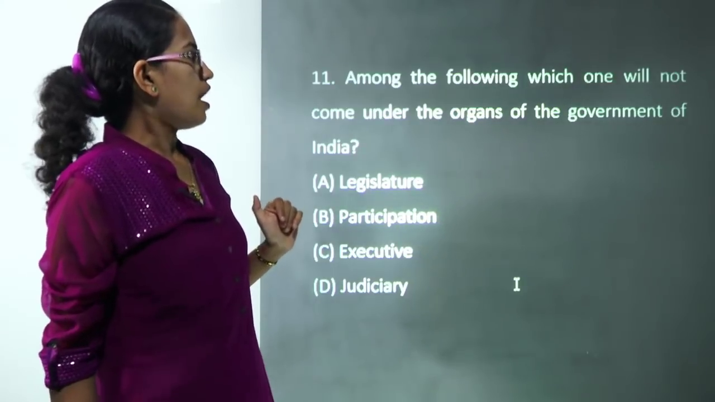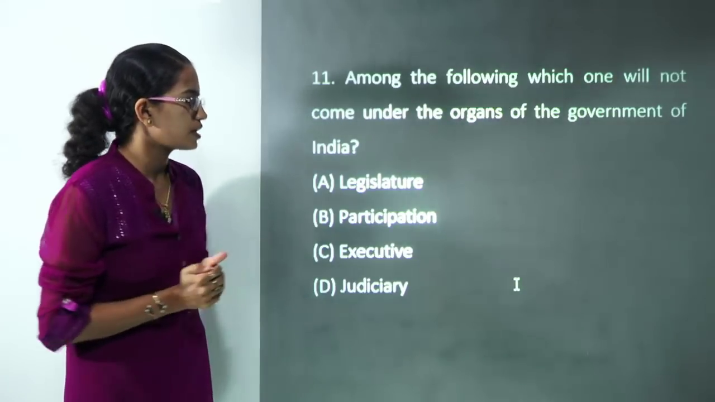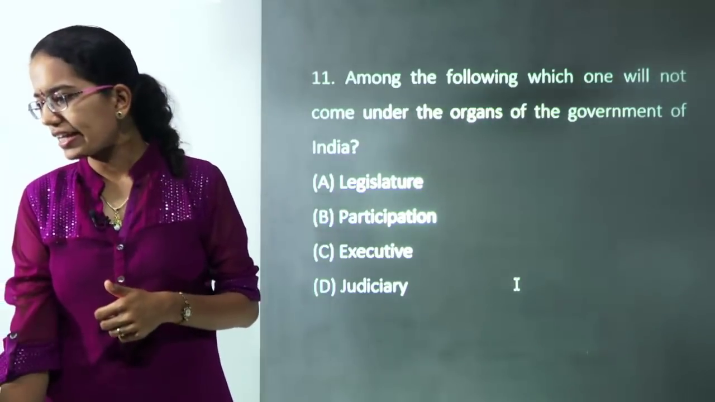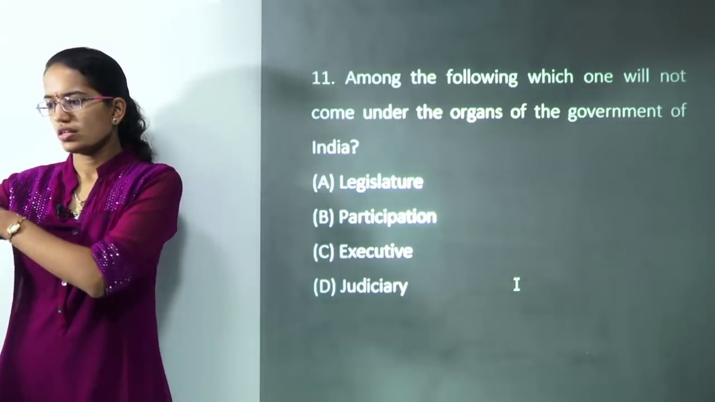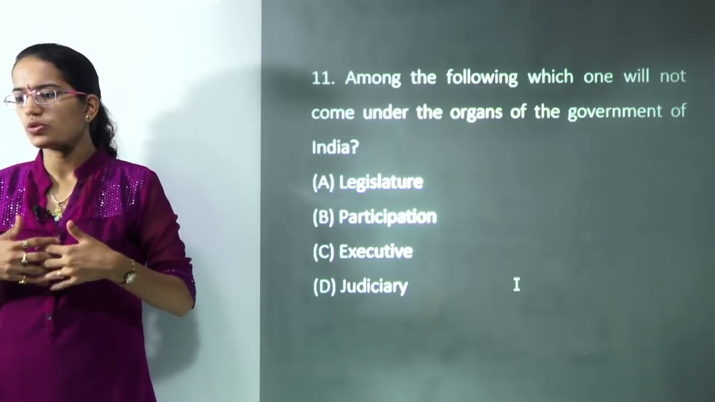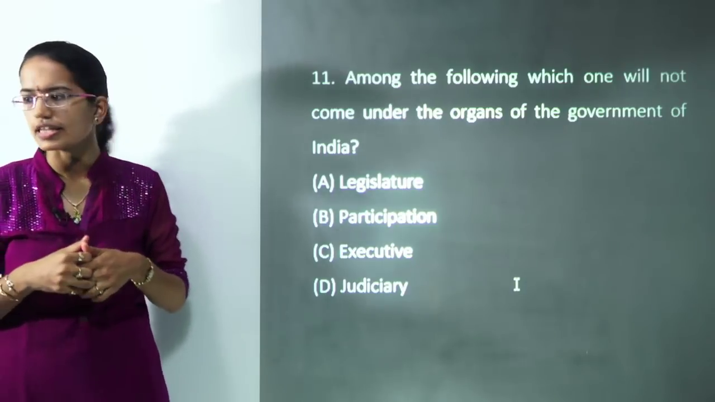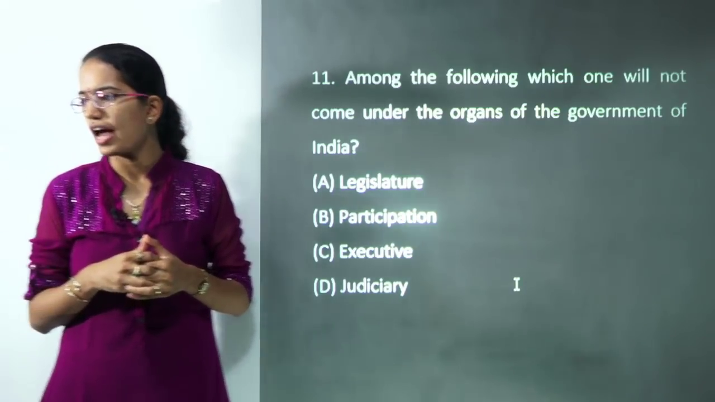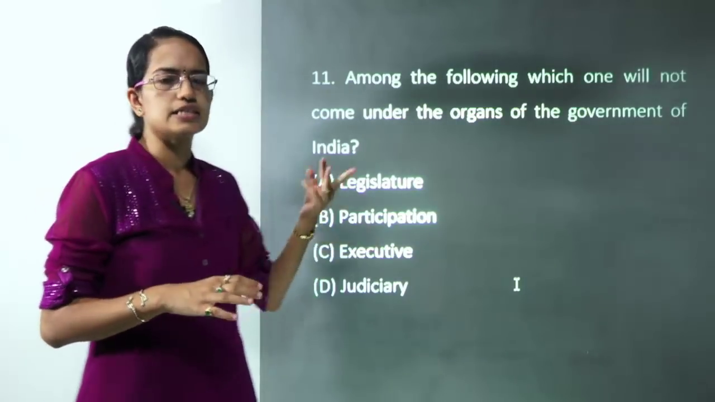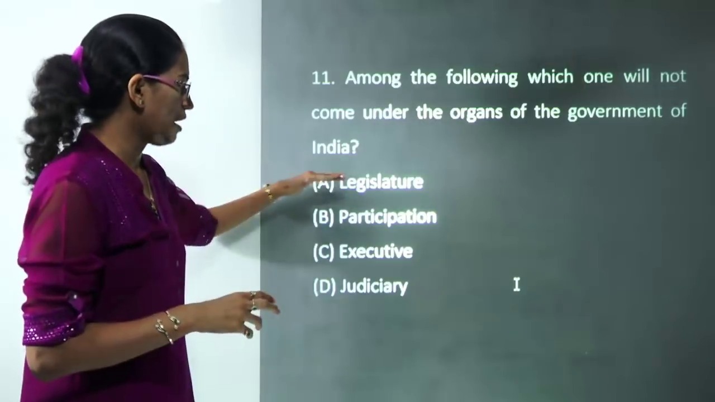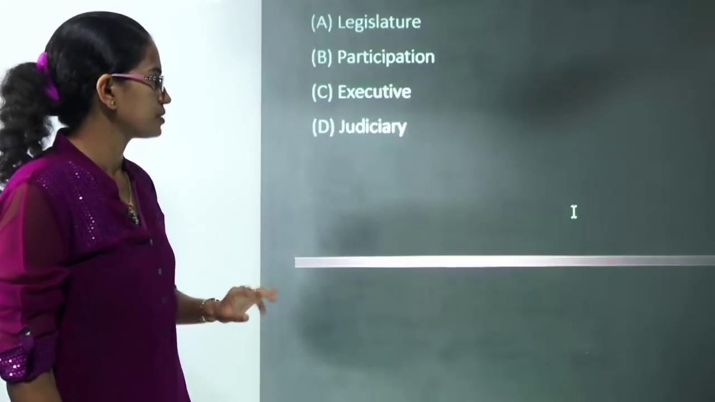The next is, among the following, which one of the following will not come under the organ of the government of India? So again a very direct question from political science, question number 11. Right, question number 11, you have B as the correct answer, right? So you have Shubhangi and Shivam and lot of you. So basically the 3 pillars of the government we say is legislature, executive and judiciary. So participation is the incorrect one here. So participation would be the answer.